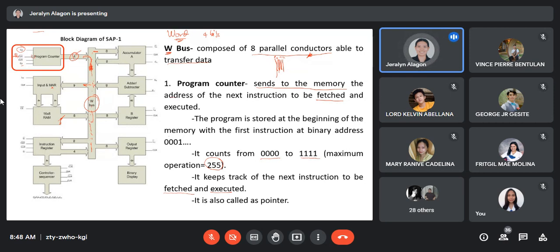stored, not necessarily stored, but it floats, it is contained in the W bus that is ready to be accessed by other registers that need it. So for instance, input and MAR, it can go to the instruction register, it can go to the output register, and so on and so forth. Okay? In other words, this program counter serves as the pointer.